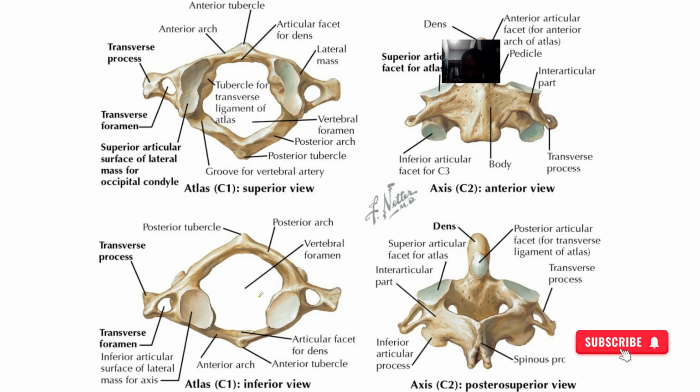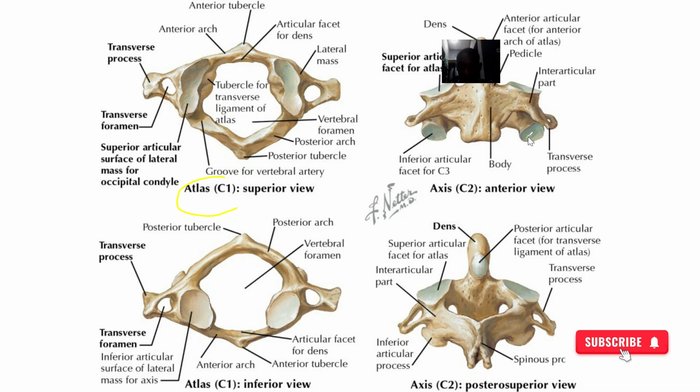The C1 atlas is the first cervical vertebra, so it's different from the rest, and there's a way we now try to study it differently. The C1 is different from the rest. The C2 is also different from the rest. But the other ones are kind of similar, so we can just group them together and discuss them later.